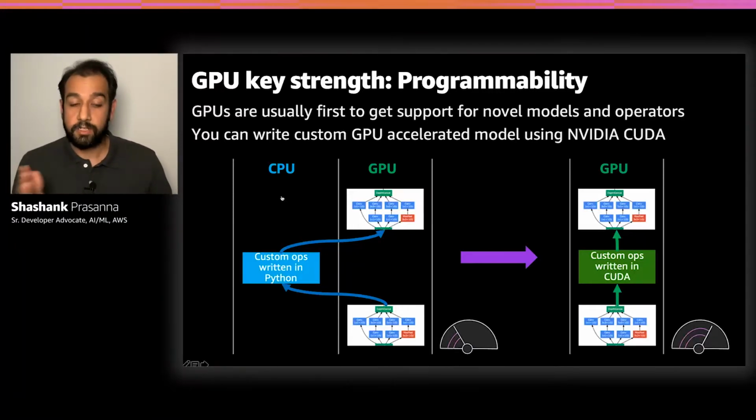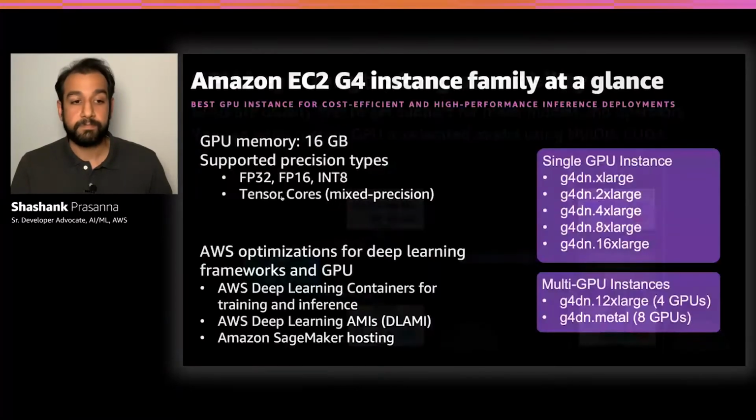As I'll show you with some of these other options with Amazon Elastic Inference and AWS Inferentia, programmability is not an option on those instances, and with GPU you can. So you can always be sure that your inference is running at maximum performance.